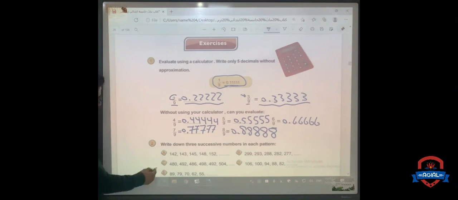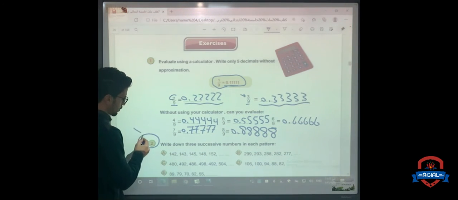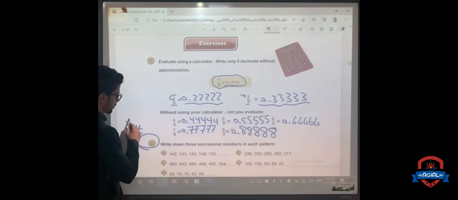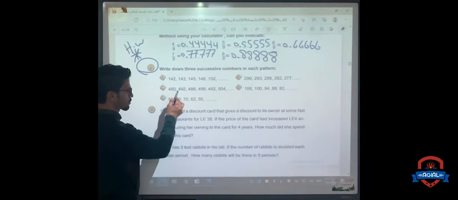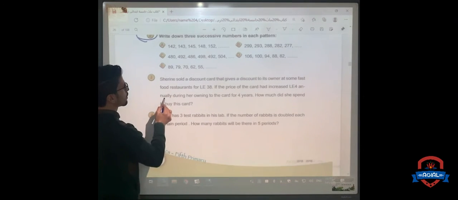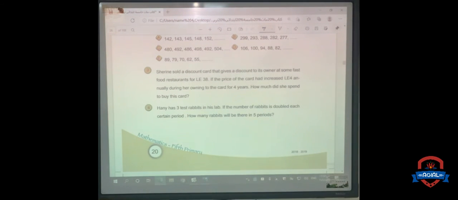So you have to solve the second question by yourself as your homework. Okay, let's look at the third question. So question number 2 is homework, and the third question we have: Shireen sold a discount card that gives a discount to its owners at some fast food restaurants for 38 LE.